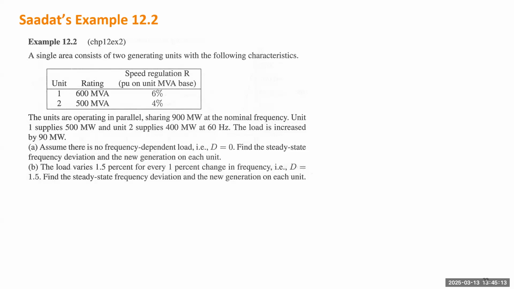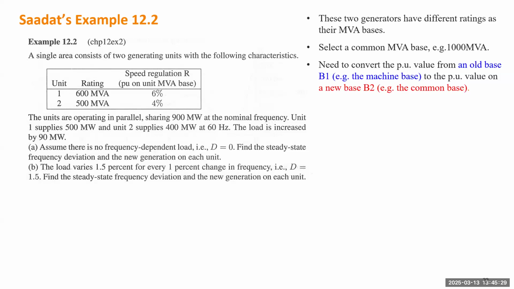The second is D equal to 1.5, because load will change by 1.5% for every 1% change in frequency. So for both cases, we need to solve for the new outputs of the generators and also the new frequency. Please note the two units have two different ratings at their MVA base.